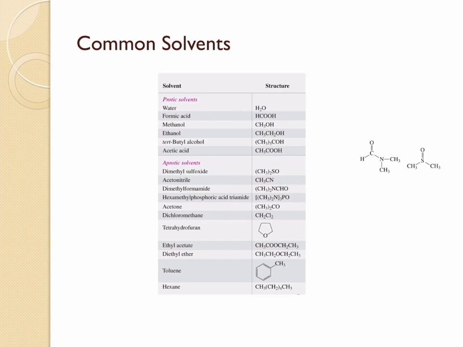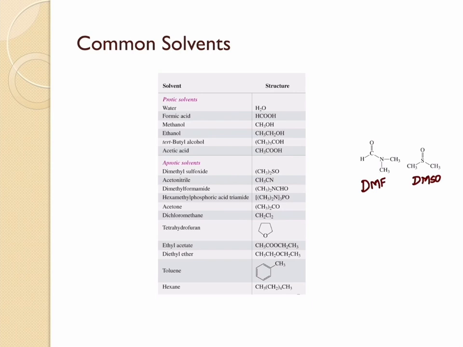Now, in the case of aprotic solvents, you do not have any hydrogen that is connected to an electronegative atom. So here are some examples with structures. The most common ones are dimethyl sulfoxide, dimethyl formamide, and acetonitrile. Here is the structure for dimethyl sulfoxide. And this is the structure for dimethyl formamide.